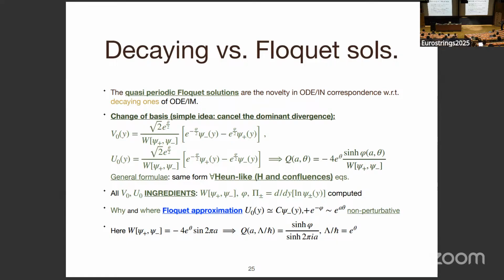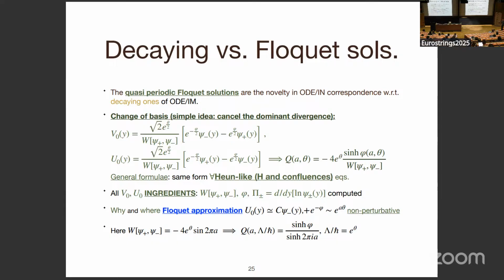And of course, this is done by calibrating in such a way that the Floquet solutions which are exploding cancel the divergence, and you get this change of basis, making the Wronskian of this side and the other side. You get the relation at the beginning. Actually, this is more general. This holds for any Euler equation, okay?